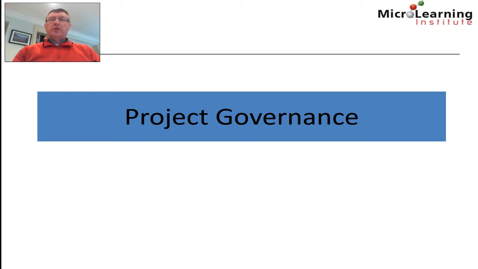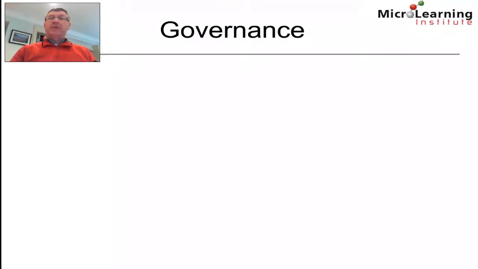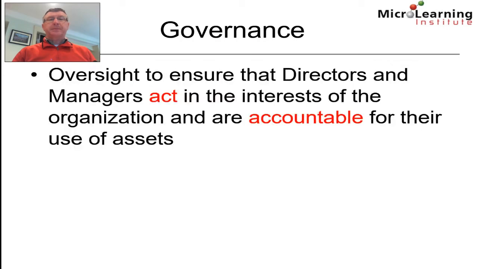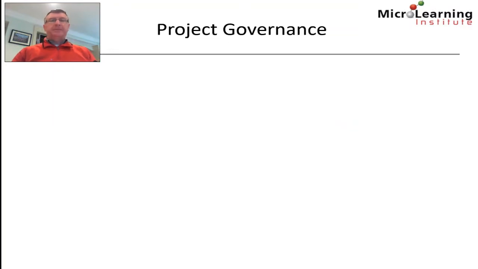In this short tutorial we look at the concept of governance, particularly as applied in the role of projects and project management. First of all, let's look at what the term governance actually means. Governance entails oversight to ensure that the directors and the managers of an organization act in the interest of the organization, and also that these managers and directors are accountable for their use of organizational assets.